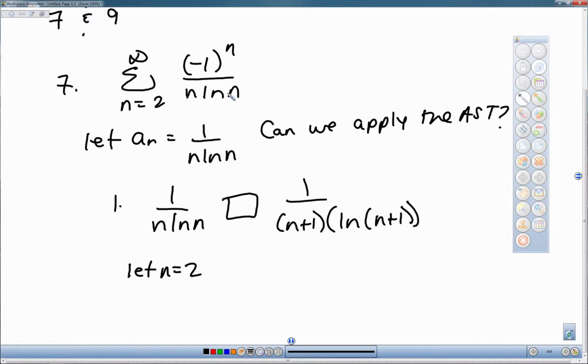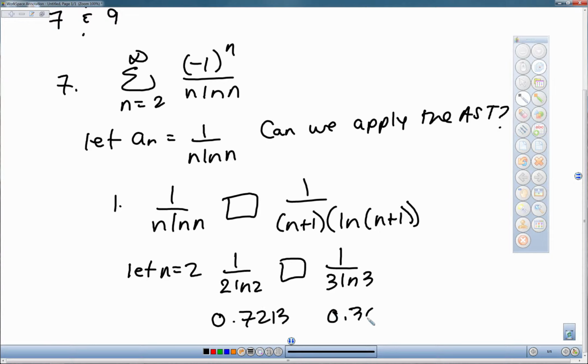Well, if we would have plugged in 1 here on the bottom, we would have had the natural log of 1, which is 0, on the bottom, and that would have been a big mess. So if we plugged in n equals 2, then we would literally have 1 over 2 times the natural log of 2, trying to compare that to 1 over 3 times the natural log of 3. And the decimal value of this is approximately 0.7213, and the decimal value of this is approximately 0.3034. And well, the nth term is clearly greater than the n plus first term. So the first condition is met.